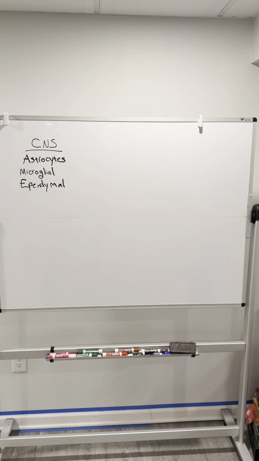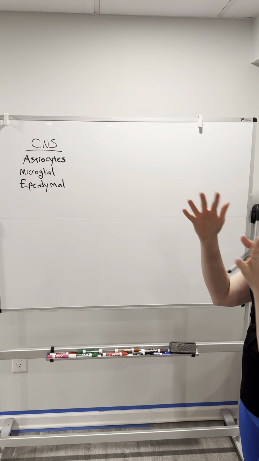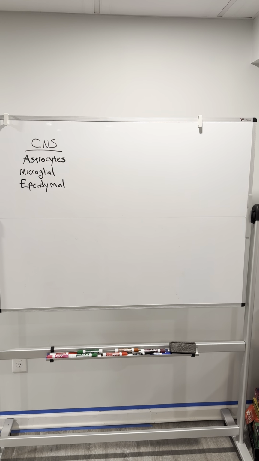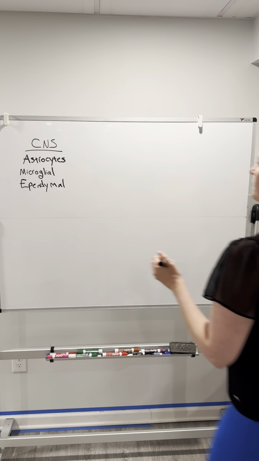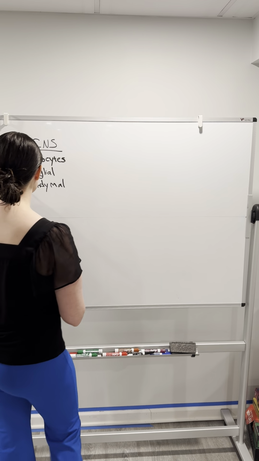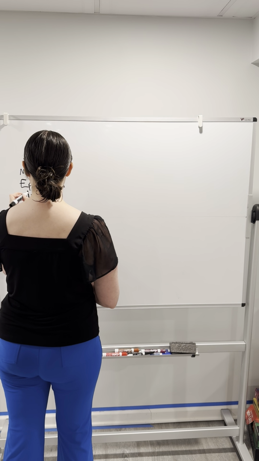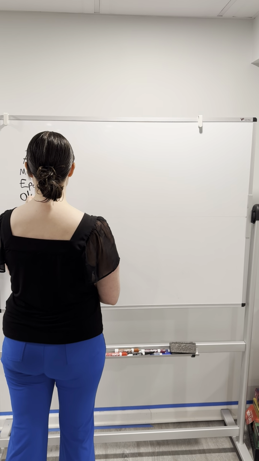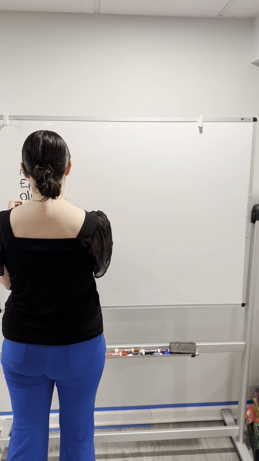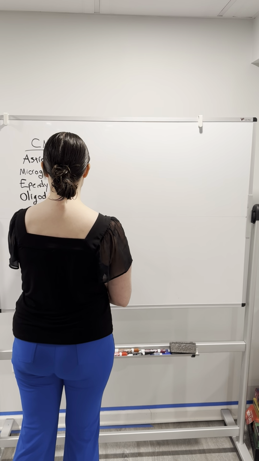Ependymal cells can be ciliated and they help to move along cerebrospinal fluid. We'll talk about cerebrospinal fluid in a little bit. And they help to bathe the cells in cerebrospinal fluid. And then finally we have oligodendrocytes. These are the cells that make the myelin sheaths in the central nervous system. Oligodendrocytes.